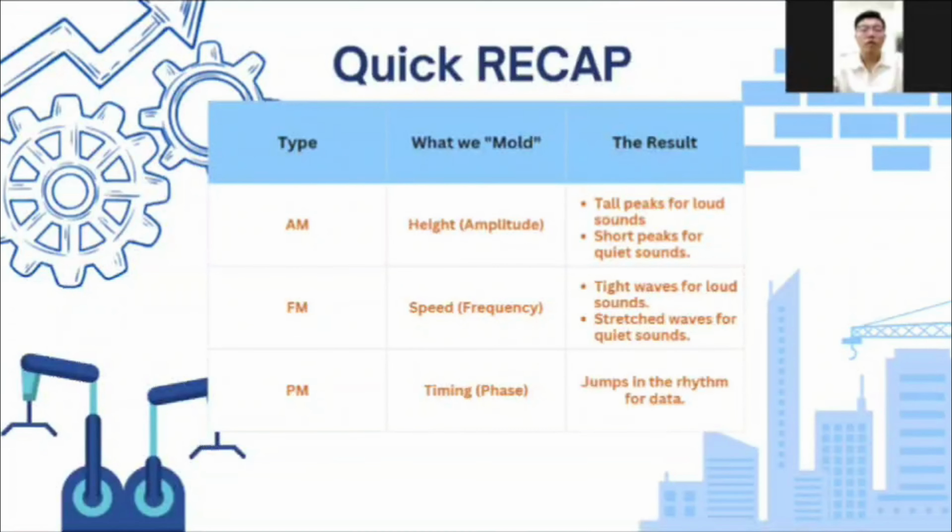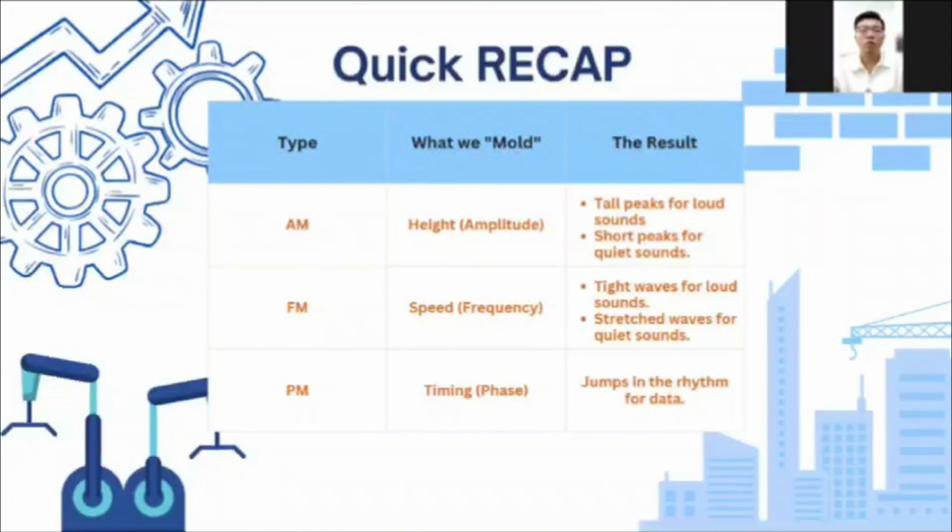In summary, we have learned 3 types of modulation: amplitude modulation, frequency modulation, and phase modulation. For the first type, amplitude modulation, what we modulate is the amplitude or the height of the signal. So the result is tall peaks for loud sounds and short peaks for quiet sounds. The second type is frequency modulation. What we modulate is the frequency, which is the speed of the signal. The result is tight waves for loud sounds and stretched waves for quiet sounds.